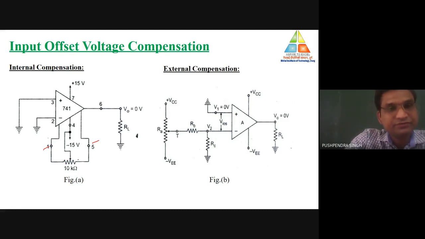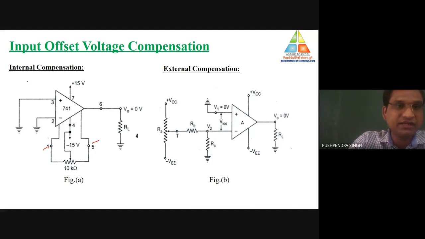So if the value of offset voltage is positive, we need to move the wiper towards the negative VCC. As we move the wiper towards the negative voltage, that positive voltage would be compensated. Similarly, if the error voltage generated is negative, then on that condition we need to move this wiper towards the positive supply side. As we move the wiper towards the positive supply side, the total output voltage may also be 0. So this is all about internal compensation.